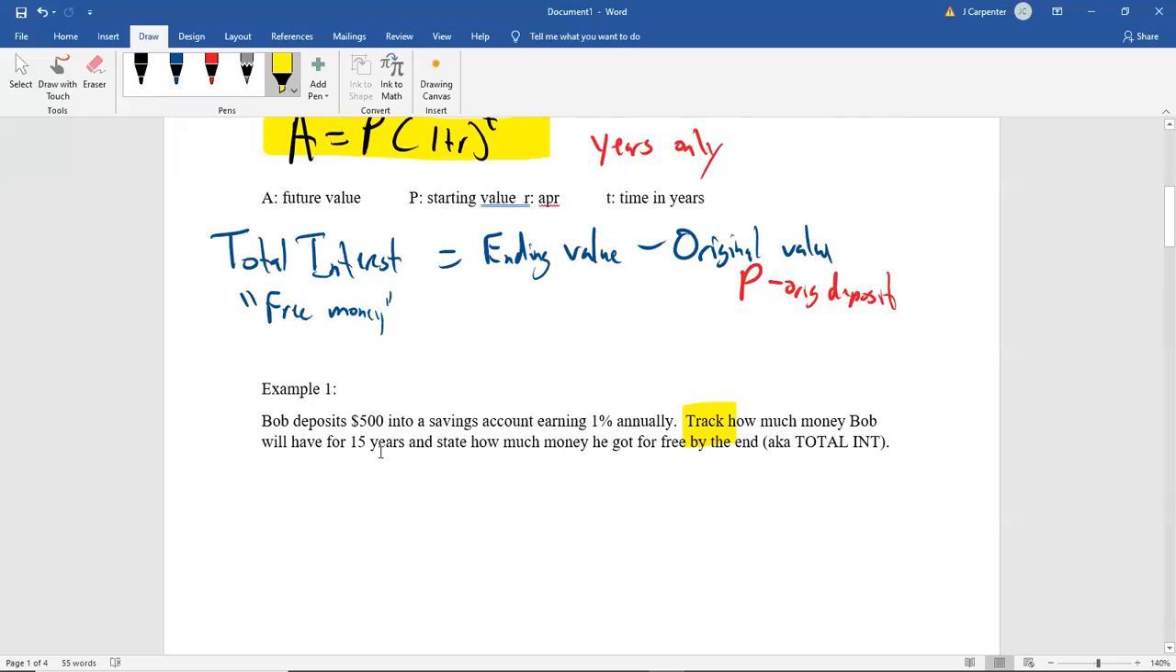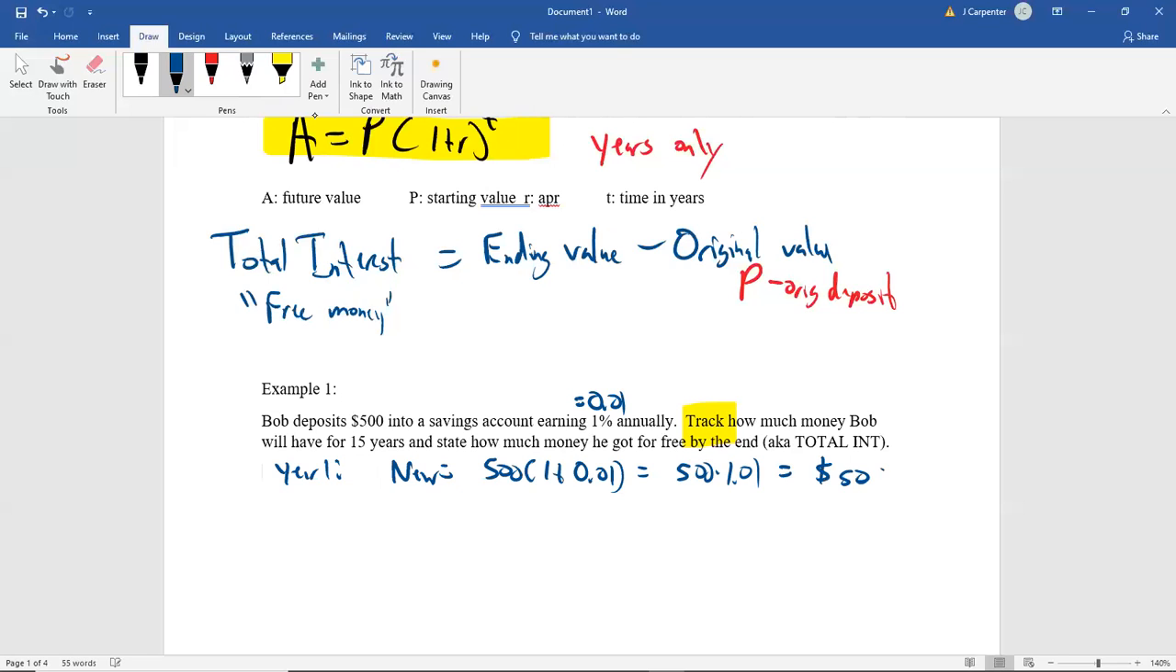Now, if this was just 2 or 3 years, I could do this by hand. What I'm about to write down, I'm not actually going to continue to do. So after 1 year, his new amount would be 500 times 1 plus 0.01. Why 0.01? Because 1% is 0.01. And that would be 500 times 1.01. 1.01 times 500 is 505. So he would have $505.